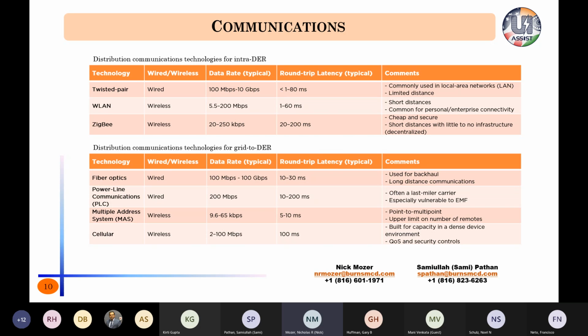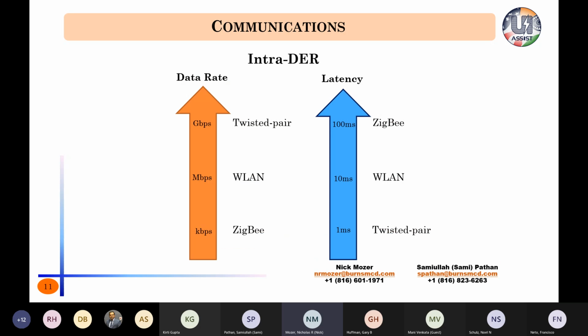On the next slide is just a brief comparison when we compare against data rate and latency. This is intra DER within the same microgrid. Right here, you can see twisted pair, of course, has the highest data rate and the lowest latency. On the other hand, you've got Zigbee, which is low data rate and higher latency, however, may be very tolerable for what you're doing. Of course, you wouldn't want to use Zigbee for a teleprotection type of application. As Sammy touched on, typically you want less than 20 milliseconds.